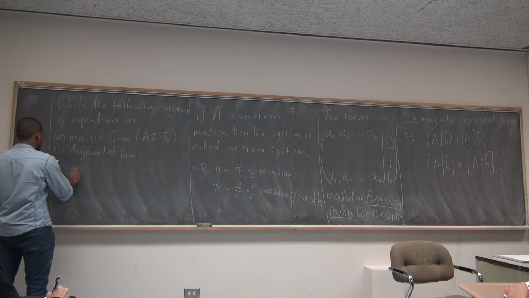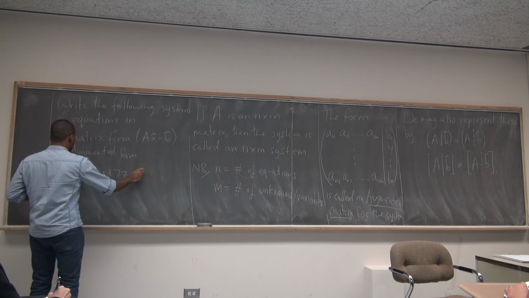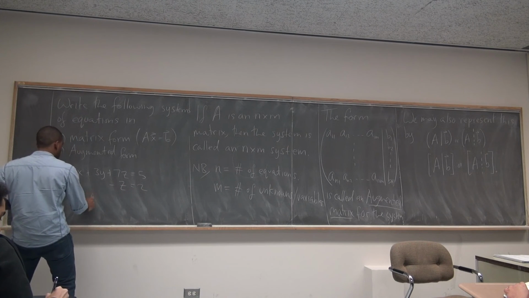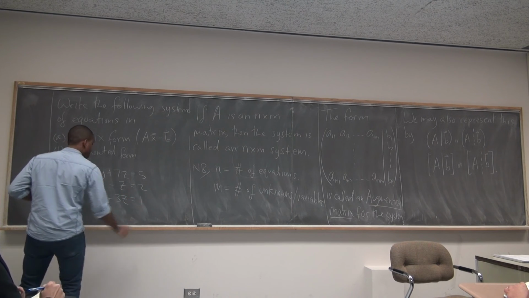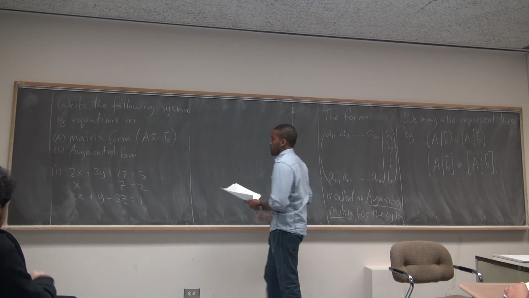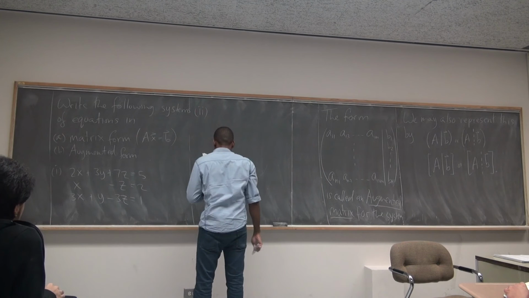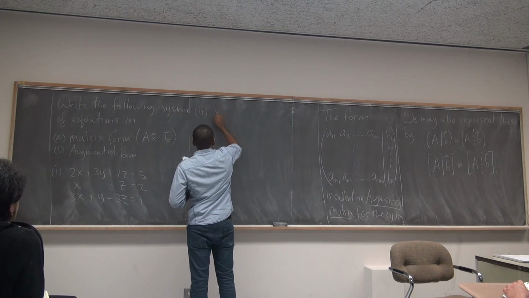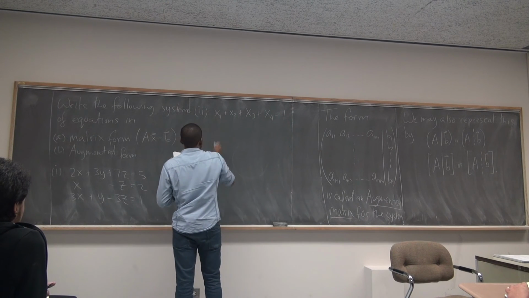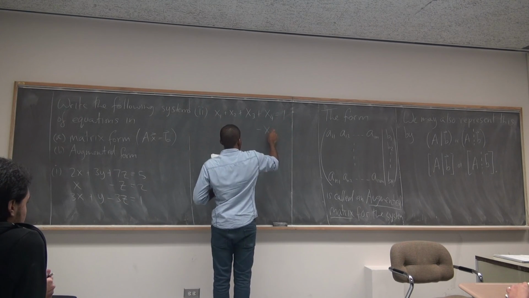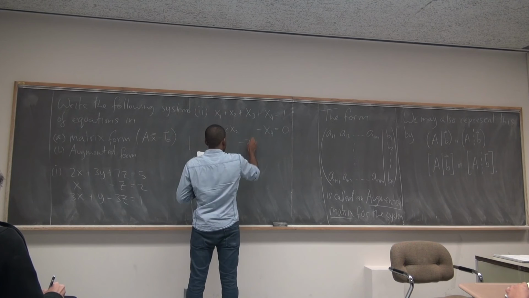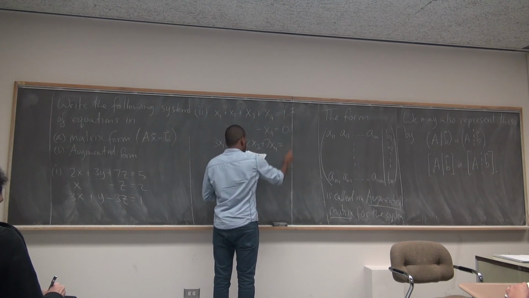So here's my first system. 2x plus 3y plus 7z equals 5. x minus z equals 2. 3x plus y minus 3z equals 1. And the second system: x1 plus x2 plus x3 plus x4 equals 1. 2x2 minus x4 is 0. 3x1 minus 2x3 plus 7x4 equals 7.